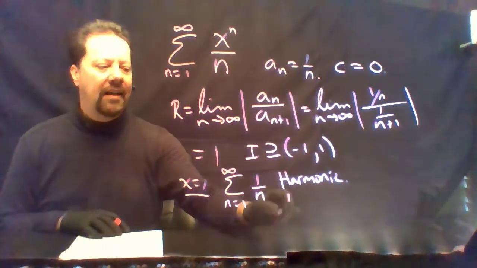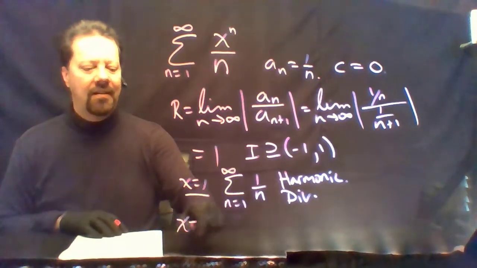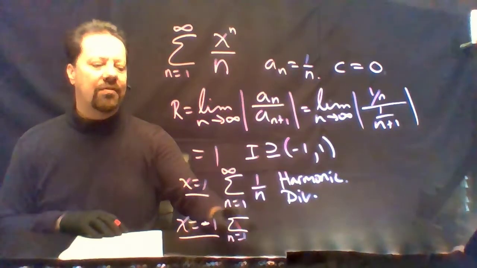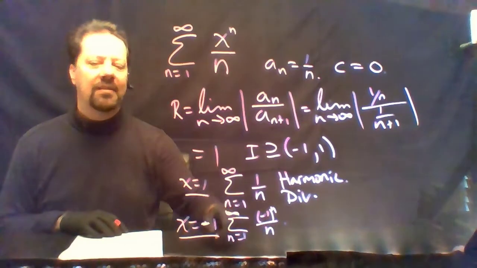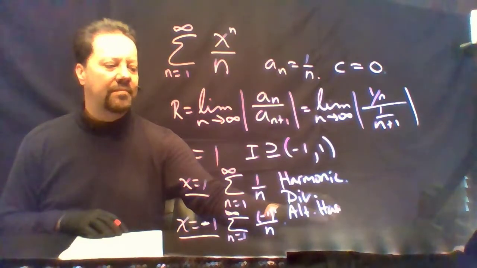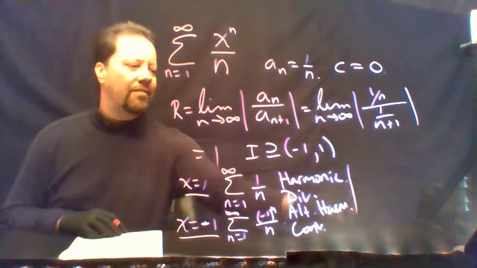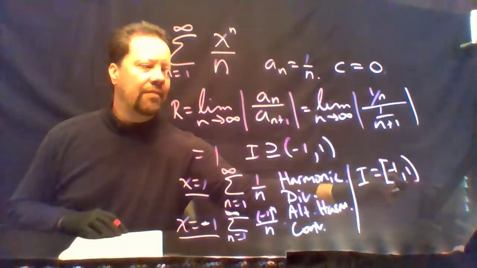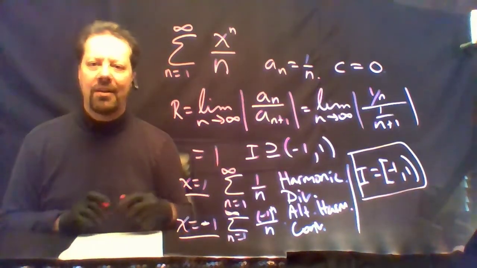That's harmonic, and that diverges. At x equals -1, we get the sum as n goes from 1 to infinity of (-1)^n over n. That's alternating harmonic, which converges. It follows then that the interval of convergence is the half-open, half-closed interval from -1 to 1, including -1, not including 1.